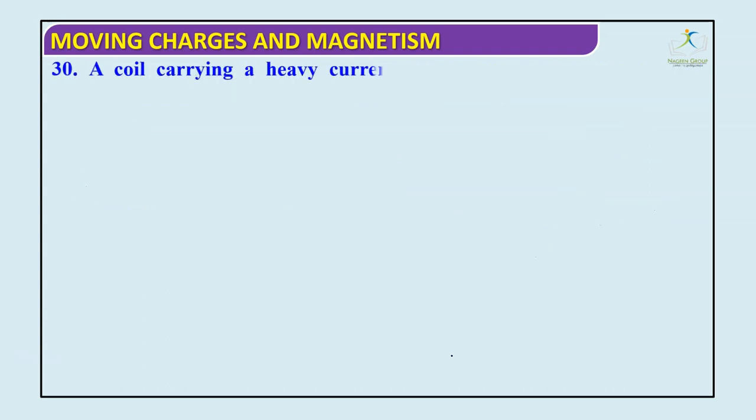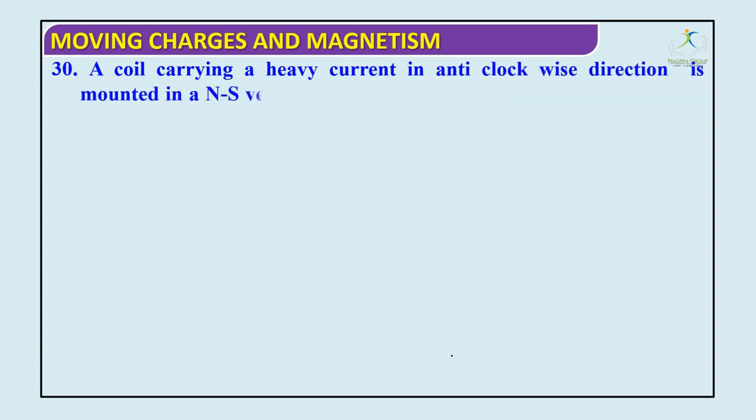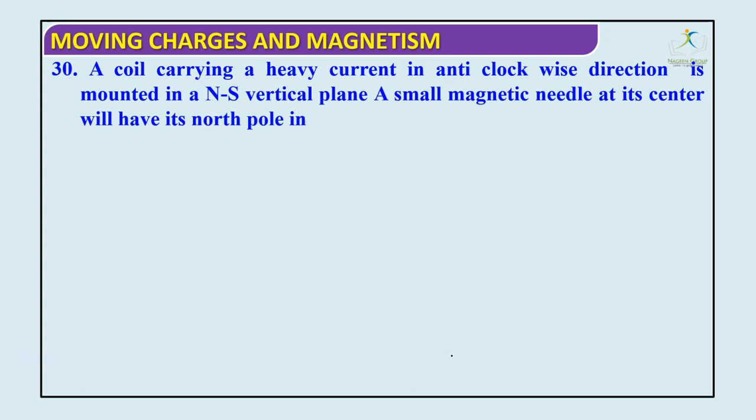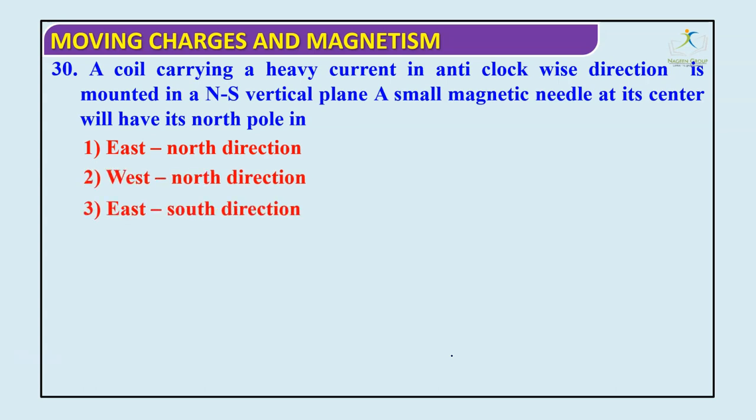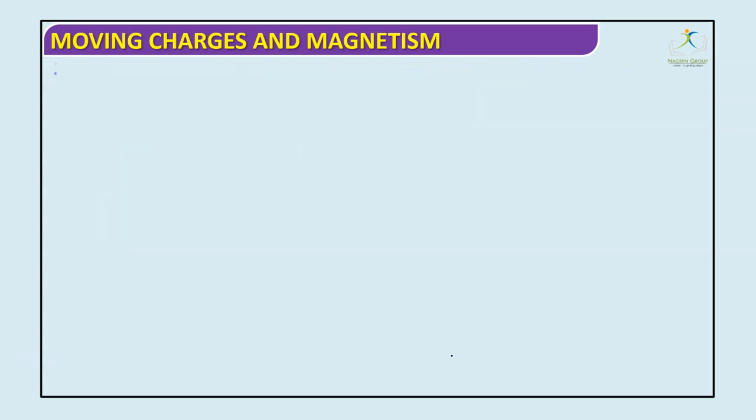Next question we have: a coil carrying a heavy current in an anti-clockwise direction is mounted in a north-south vertical plane. A small magnetic needle at its center will have its north pole in the east-north direction, west-north direction, east-south direction, or west-south direction. The correct answer for this question is the east-north direction. Moving ahead with the next question.